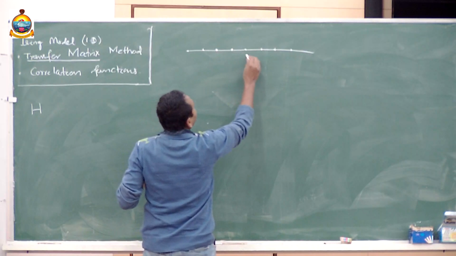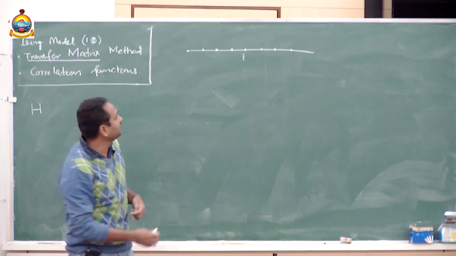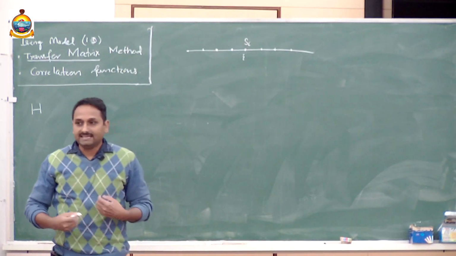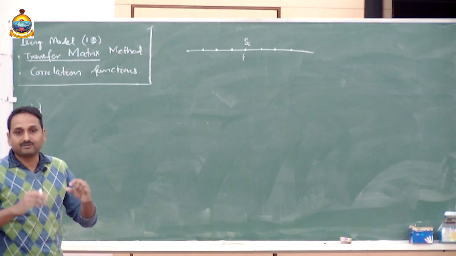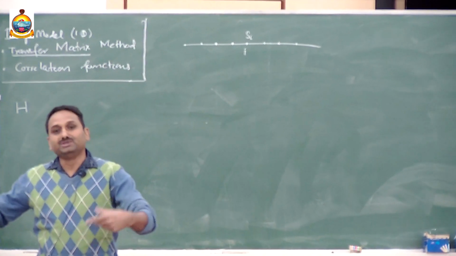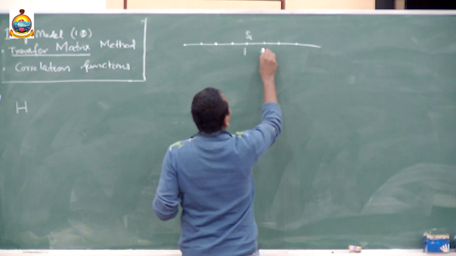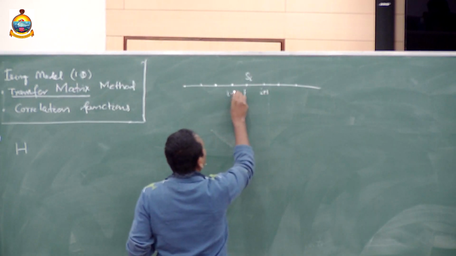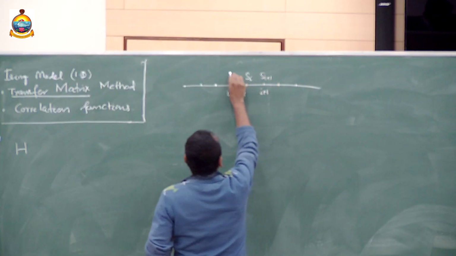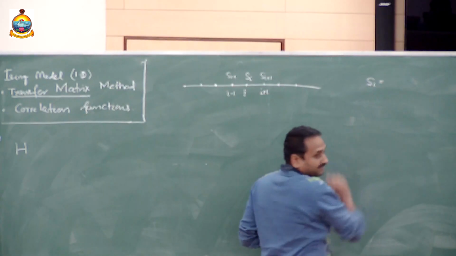So at each point, let us call the site name i, and at each point we have a variable called Si. So Si is the variable I want to represent. These are my basic units which will do certain things. This is i, this is i plus 1, this is i minus 1, and this is Si plus 1, this is Si minus 1, and each Si will take a value.